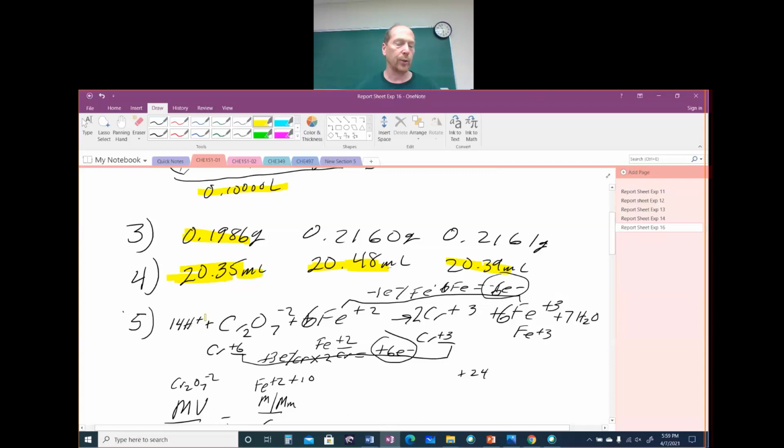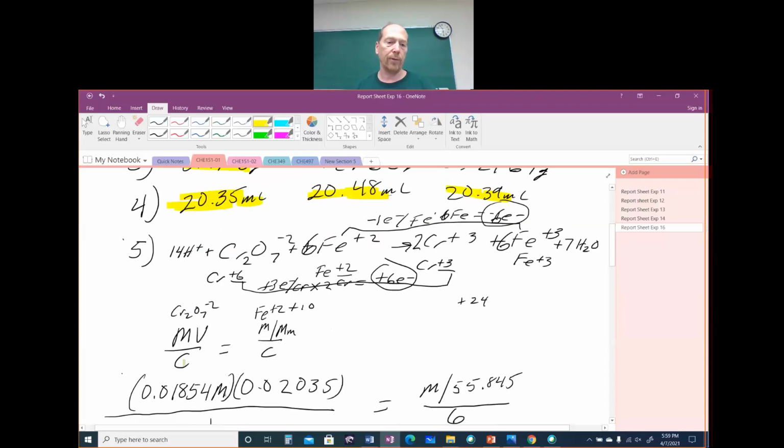So now we're doing the titration. In order to do the titration, you have your MV over C is equal to MV over C, or in the case where we want mass, it is the mass divided by the molar mass over C. So you have to get the coefficient. Before we can do this, we have to balance our oxidation reduction reaction. You can look on table 19.1. This one is worked out for you, or you can do it like we do in class.